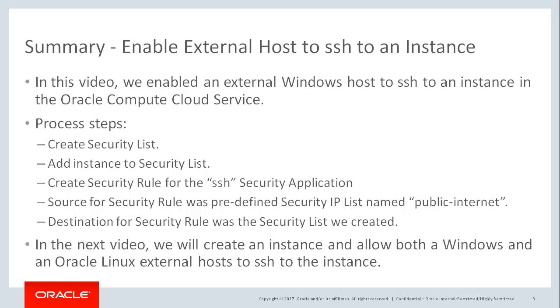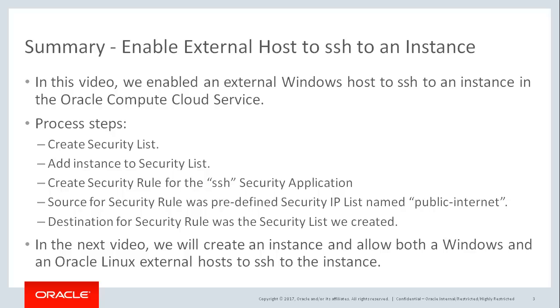To summarize, in this video we configured the networking to enable an external Windows host to SSH to an Oracle Linux instance in the Oracle Compute Cloud service. This process required us first to create a security list. We then added our instance to the list. We created a security rule for SSH.